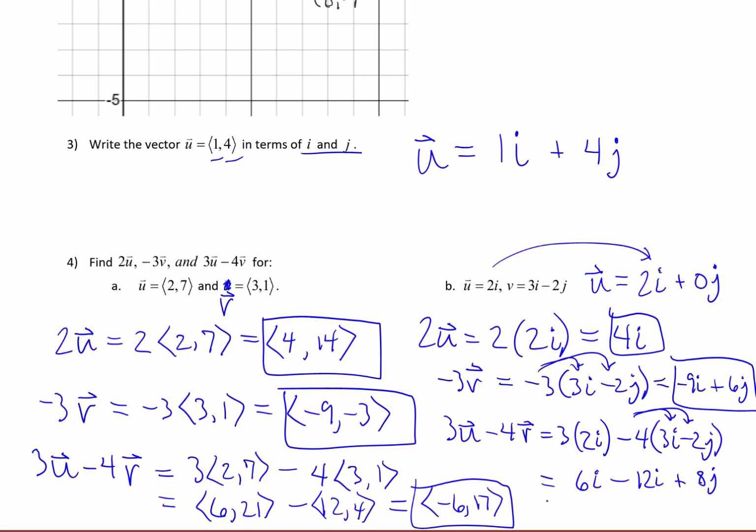And then we're going to combine like terms to finish. So 6i minus 12i would be a result of negative 6i. And then we have a plus 8j with no like term to combine with that one, so we'll keep it as is. So negative 6i plus 8j is our result using the ij format for this vector arithmetic.